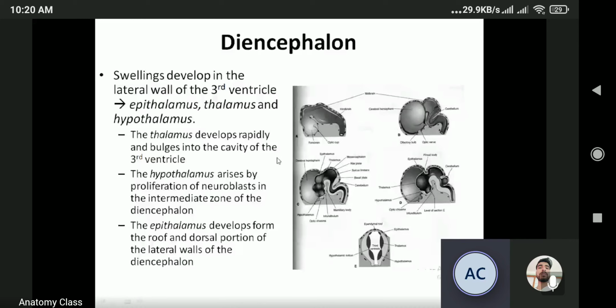So, what are the derivatives of diencephalon? Hypothalamus arises from the proliferation of the neuroblasts in the intermediate zone of the diencephalon. Then epithalamus.